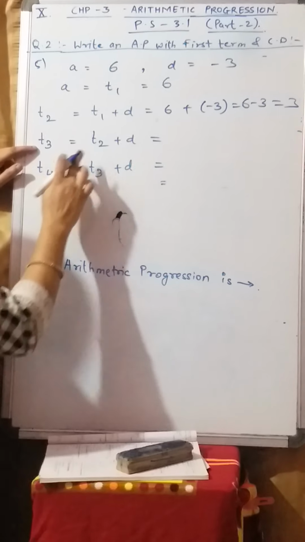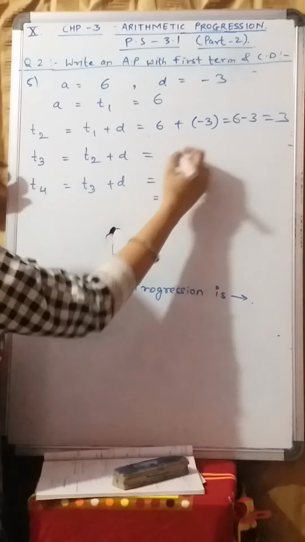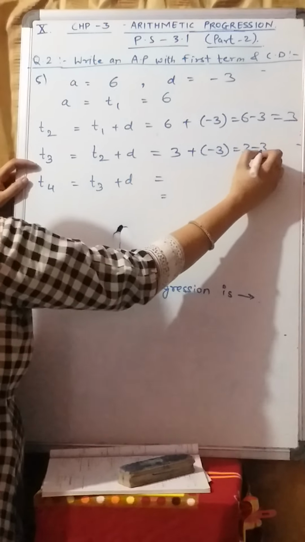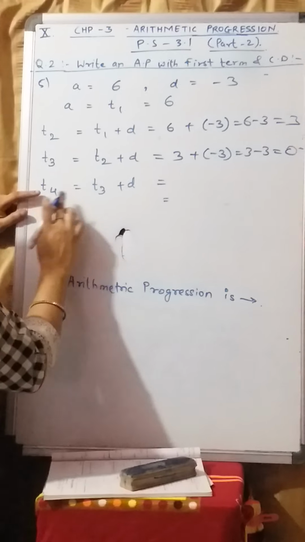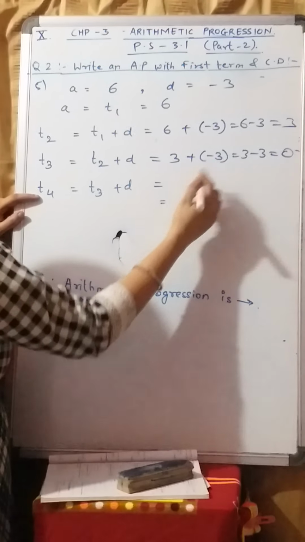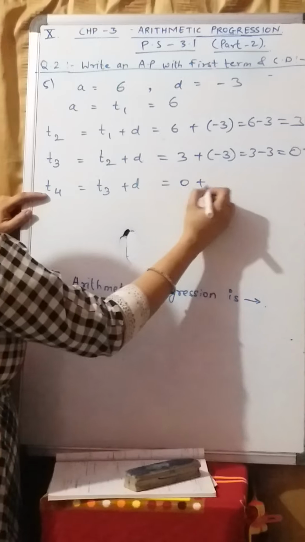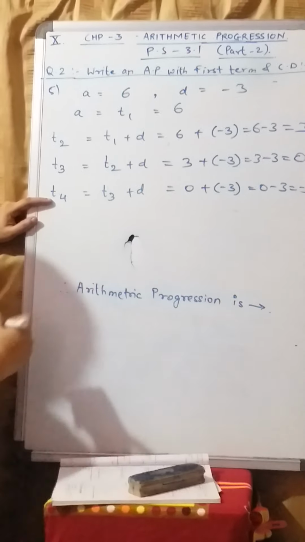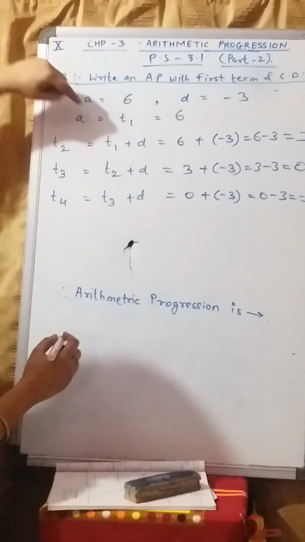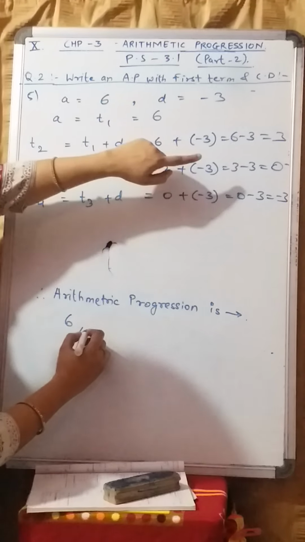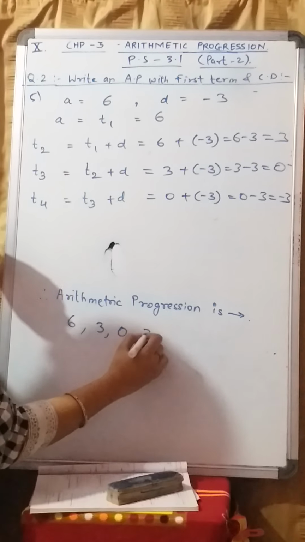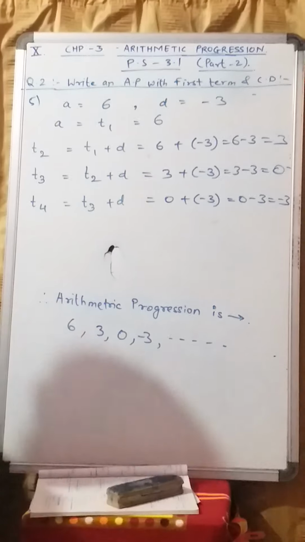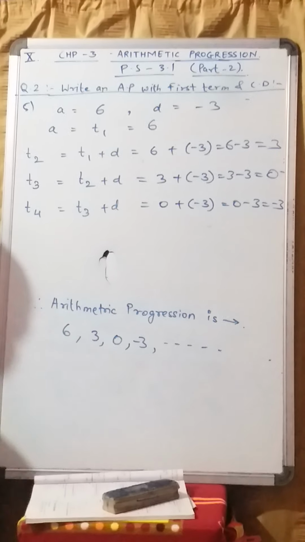T3 was T2 plus D. T2 was 3, and D was -3, so it is 3 minus 3, that is 0. T4 was T3 plus D. T3 is 0, so 0 plus -3, that is 0 minus 3, it is -3. So your sequence was: the first term was 6, then 3, then 0, and then -3. This is how you got the sequence. 4 terms we have to find.